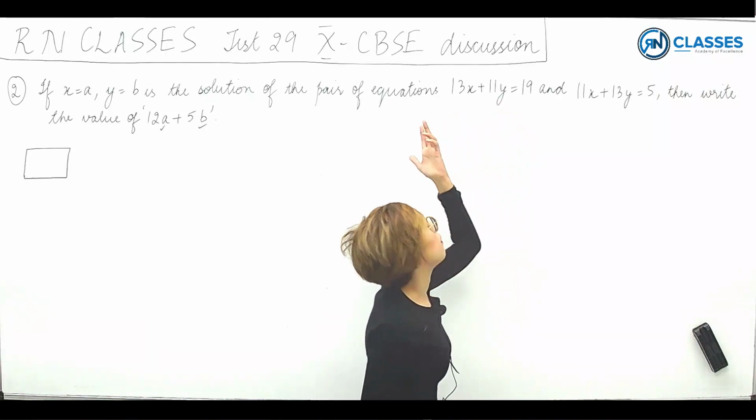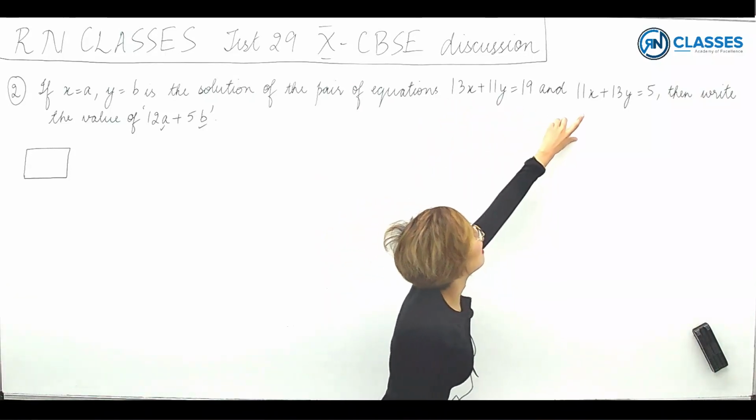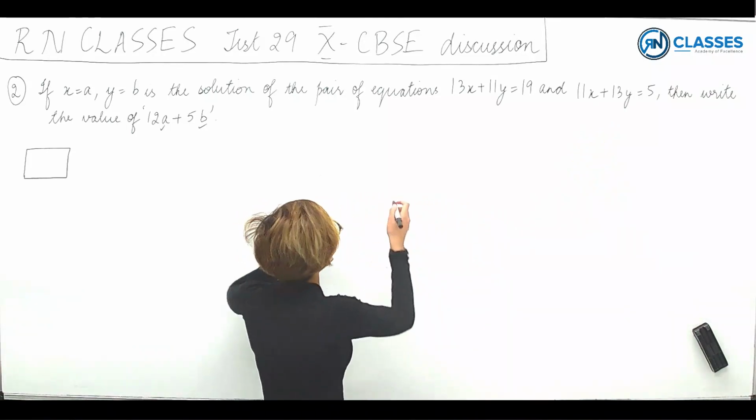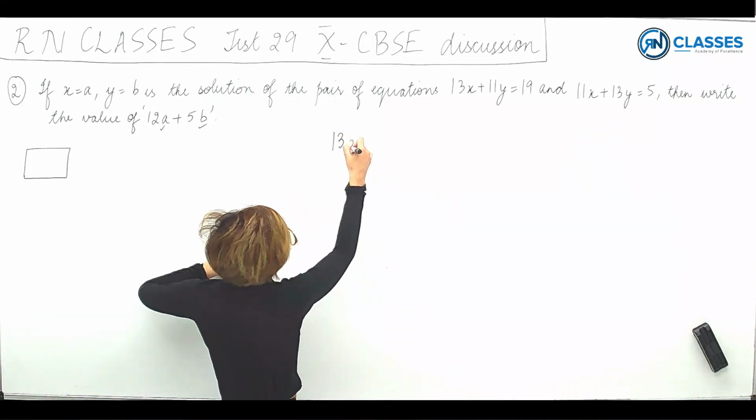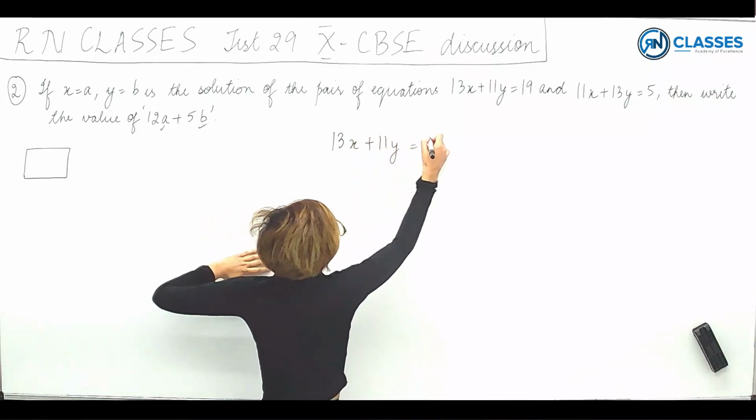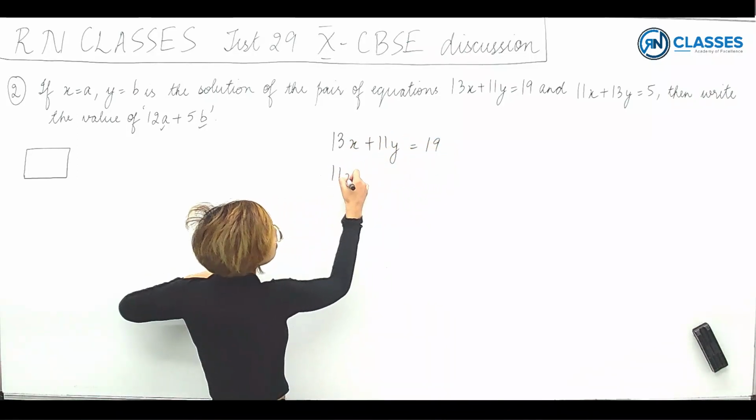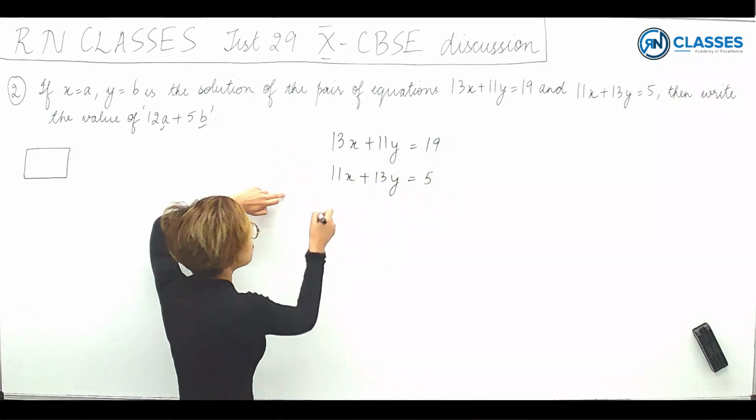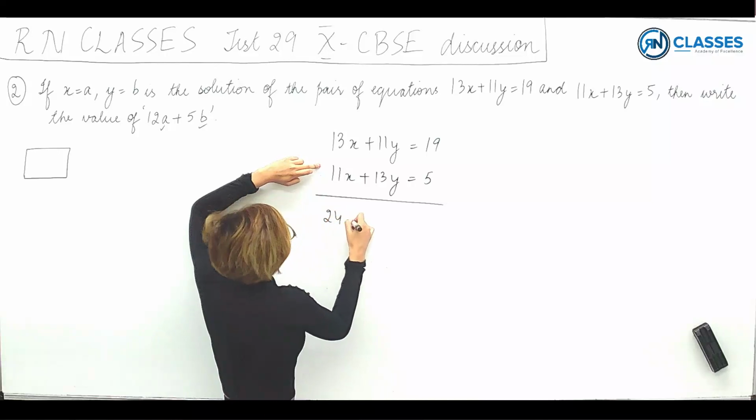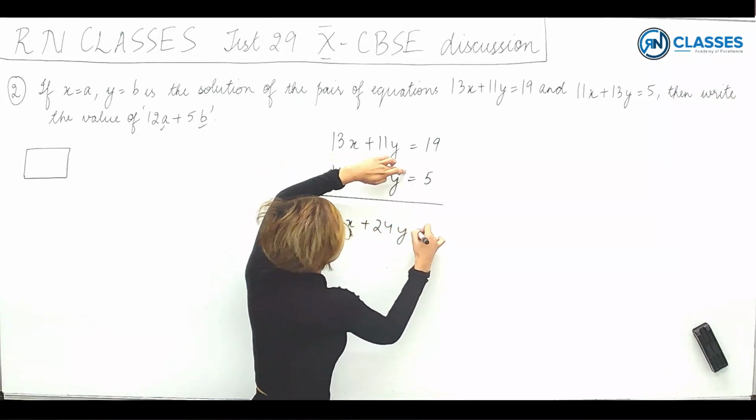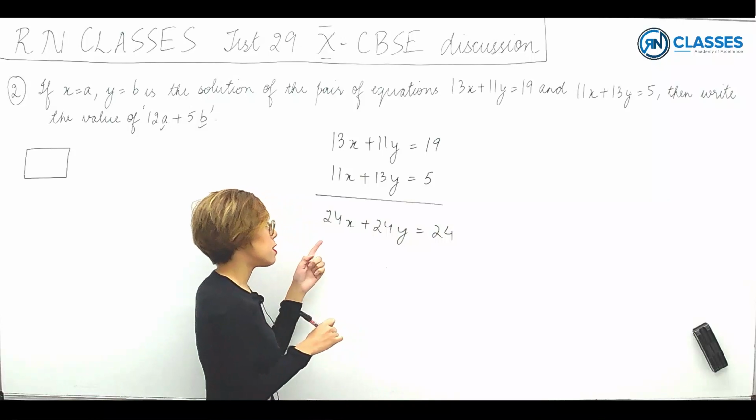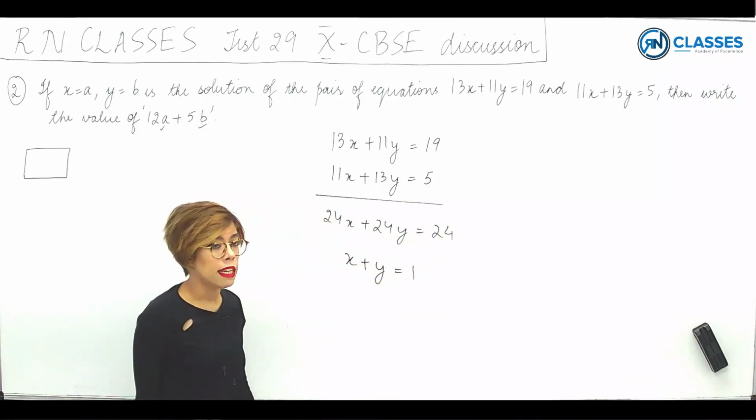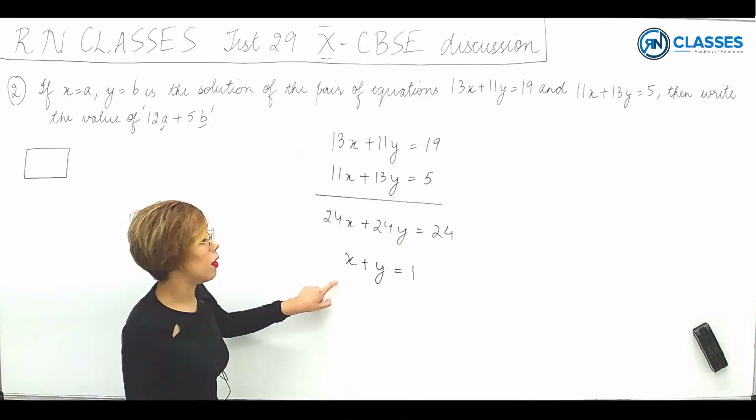For the solution, if you can see the coefficients 13, 11, 11, 13, so let's add both equations once. Let's add the two. Now my equations are 13x plus 11y equal to 19 and the second equation is 11x plus 13y equal to 5. Now if I add them up, I'll get 24x plus 24y equal to 24. As you can see, I have a better equation now, x plus y equal to 1. I added the equations and I got a very nice equation.